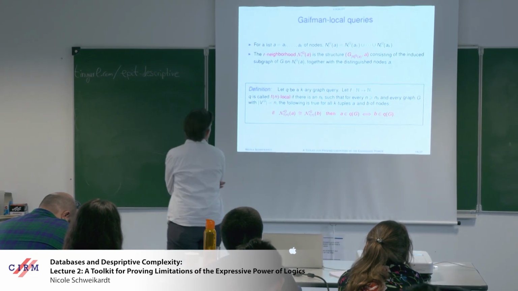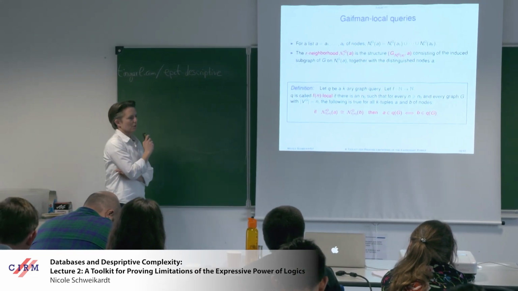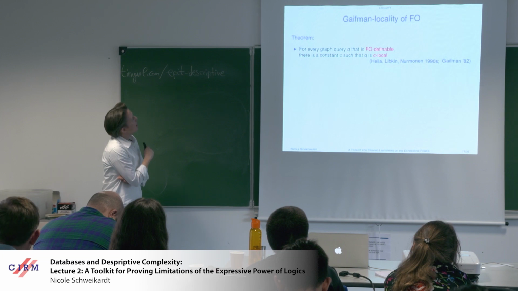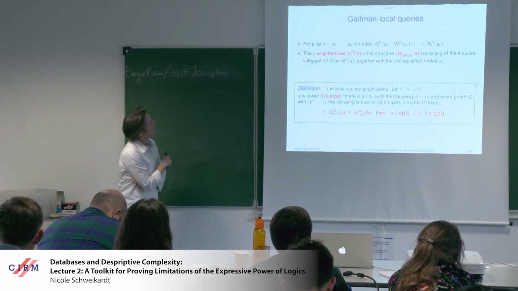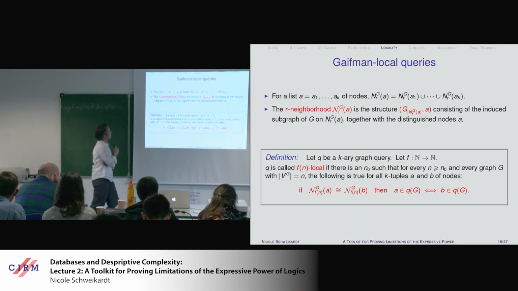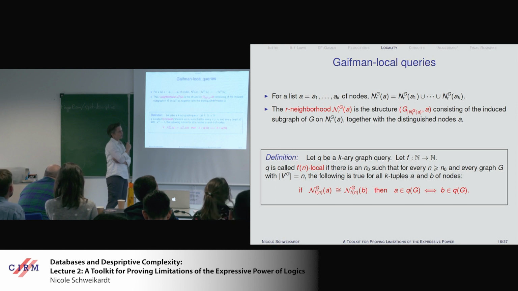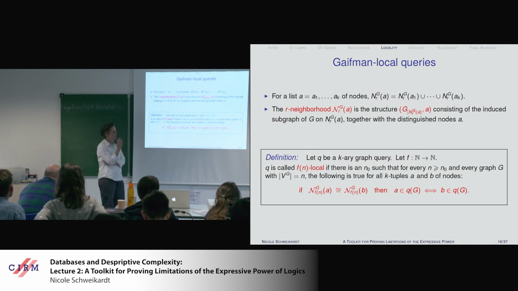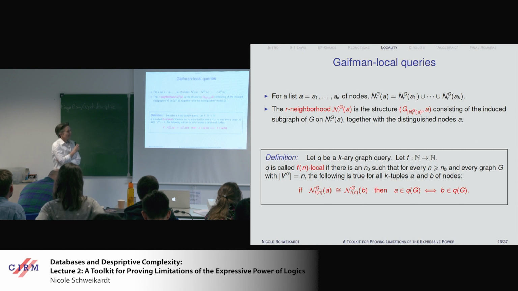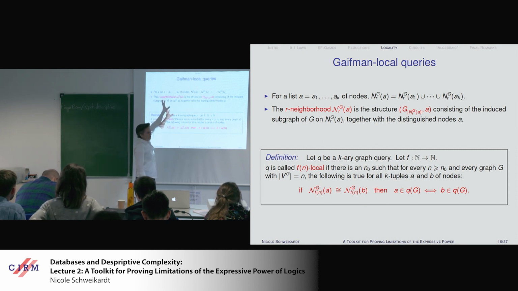So that's the notion of locality we look at here. And what is known about this? Can I ask one quick question? What happens if you have sentences? This notion of Gaifman locality here doesn't make sense for sentences. Okay, good. So we will have a notion of Hanf. Yeah, exactly. What you have in Gaifman locality is one fixed structure, and then you look at nodes.